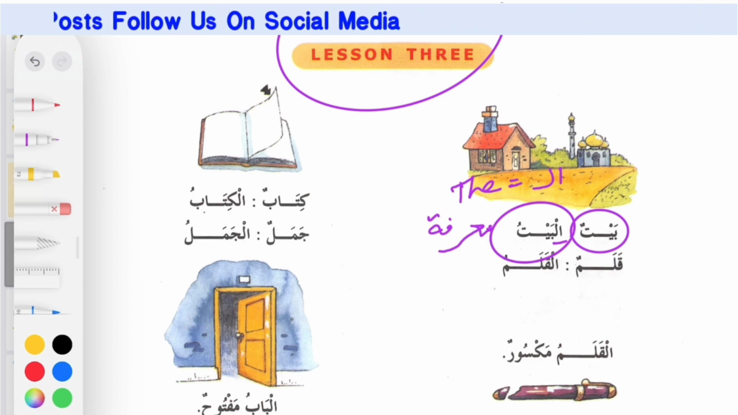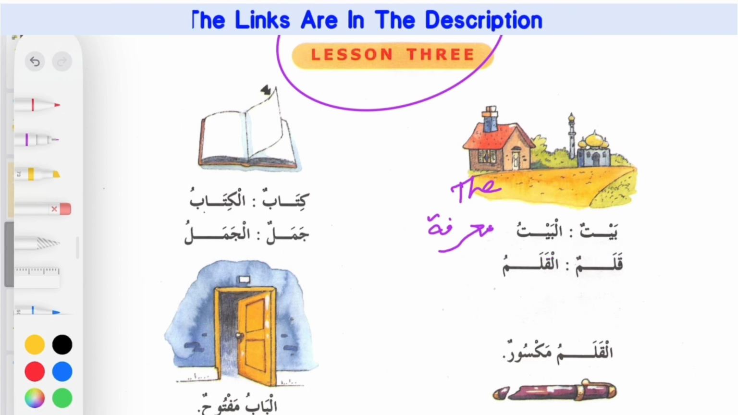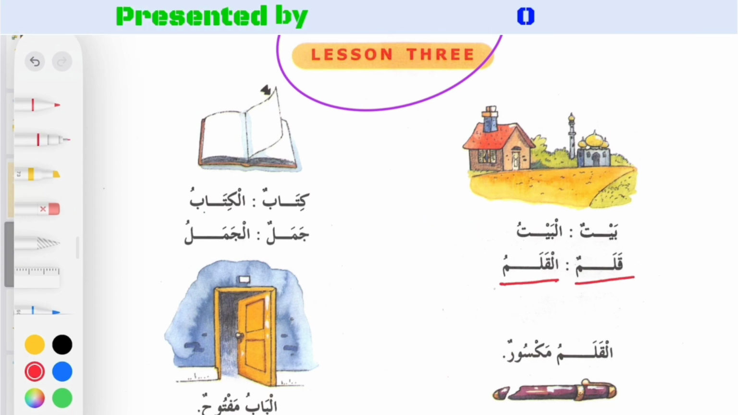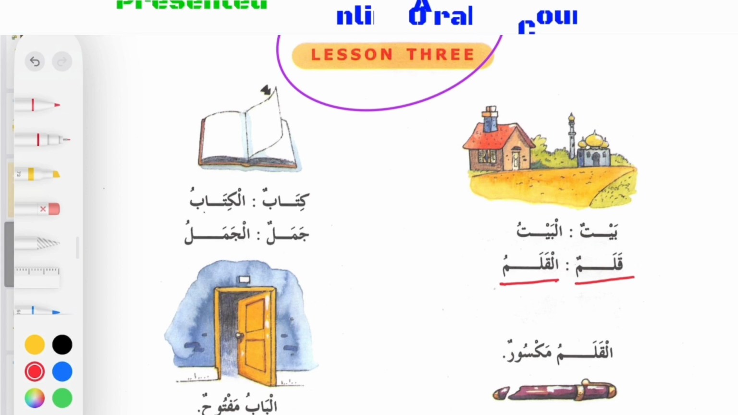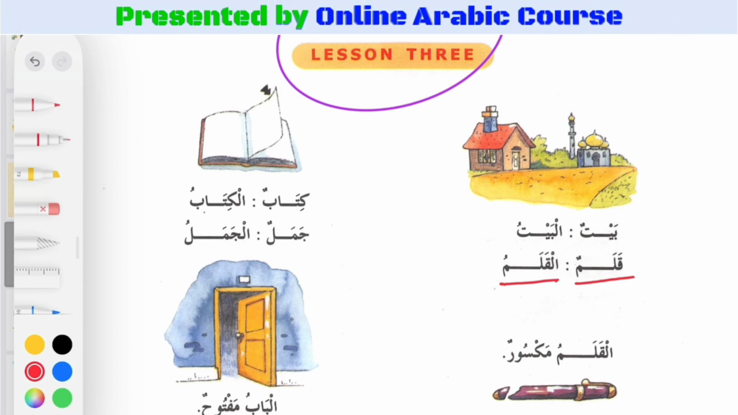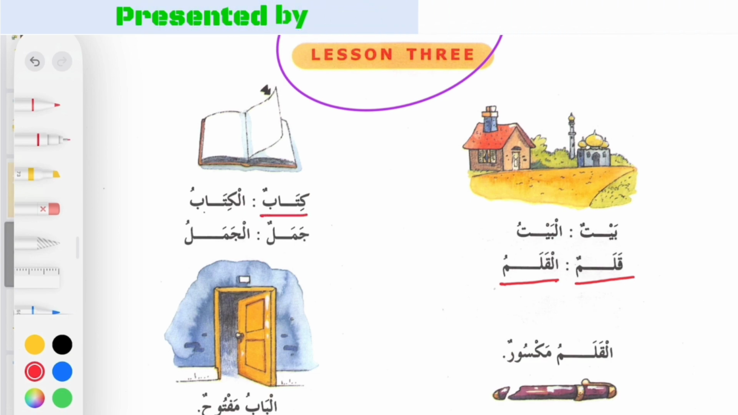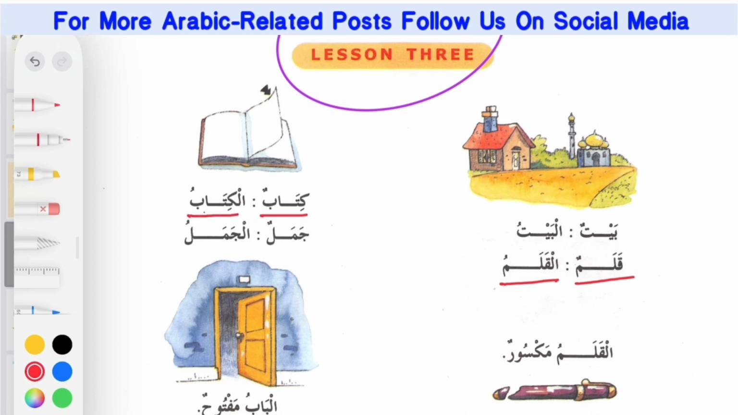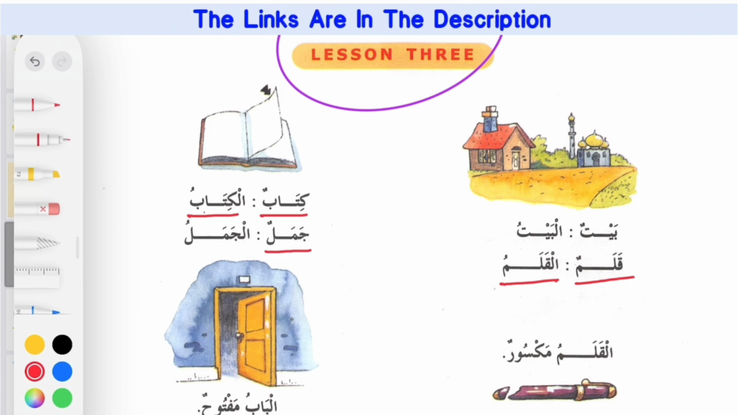The same way we have qalamun and al-qalamu. Qalamun is nakira and al-qalamu is ma'rifa. So qalamun we will say a pen, al-qalamu the pen. You can also say that tanween stands for a or an, and you can say al stands for the. The same way, kitabun, a book, al-kitabu, the book. Jamalun, a camel, al-jamalu, the camel.